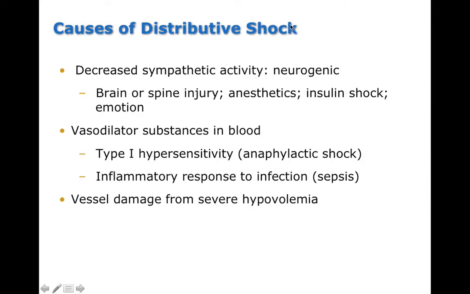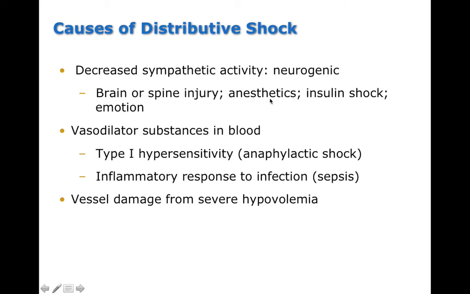Now, some of the causes of distributive shock could be due to neurogenic shock. With neurogenic shock, this is due to brain damage, where if the sympathetic nervous system centers of your medulla oblongata are damaged, then the blood vessels of your body will lose their sympathetic tone, and they can have massive vasodilation. And so that would be from brain or spine injury.